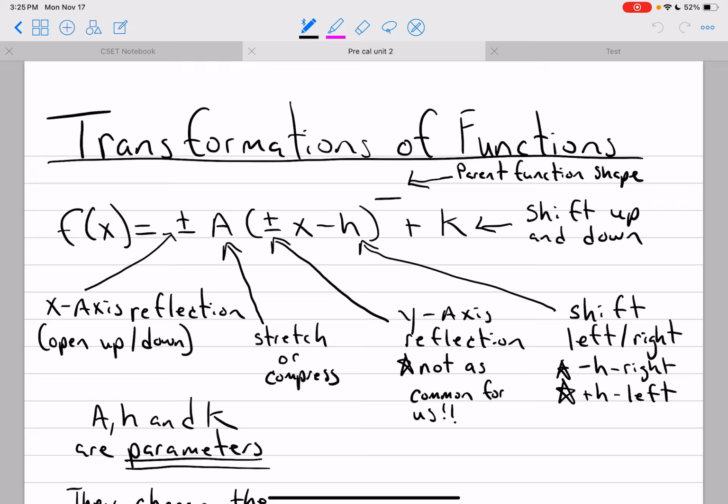All right, people want to talk about these transformations. So this first part is just a lot of stuff to write down. So why don't you write this down? Transformation of functions, all right? So you got your basic function. We got plus or minus a, plus or minus x minus h, plus k, right?